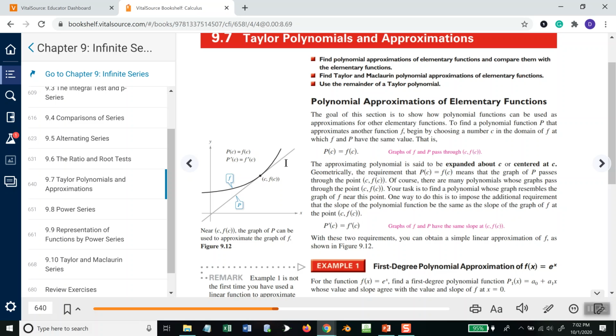Looks like a tangent line, doesn't it? And it's not a very good approximation, as you can probably see. But the idea is to take something that's maybe a little bit hard to work with and come up with something easier to approximate.